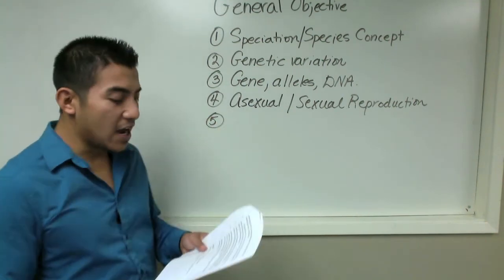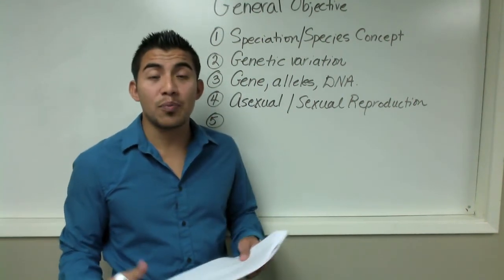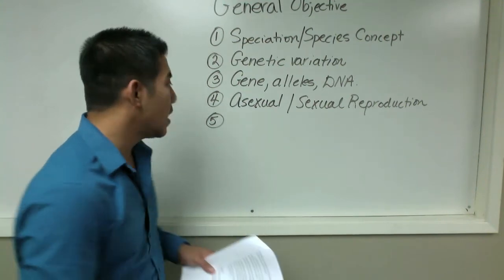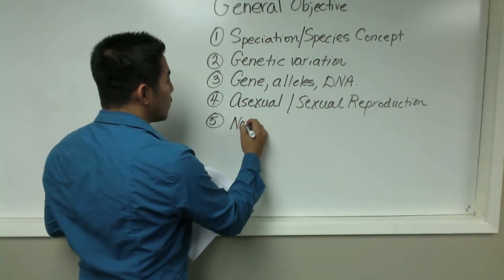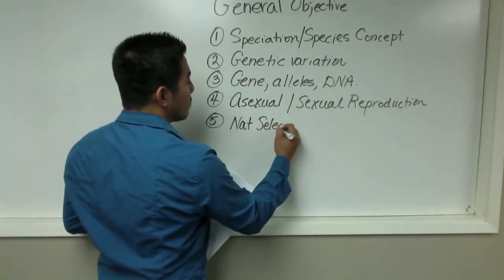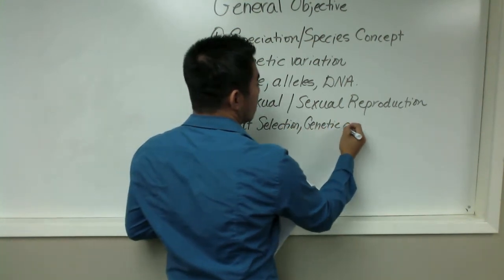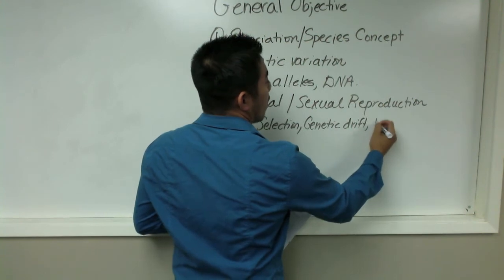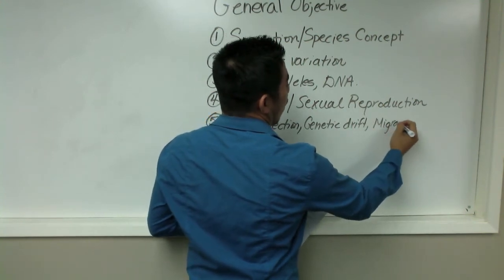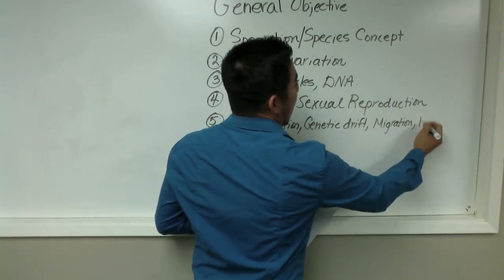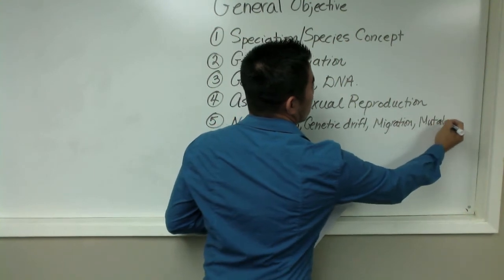General Objective 5. Students should understand the processes that drive evolution. The major processes include natural selection, genetic drift, migration, otherwise known as gene flow, and mutations.